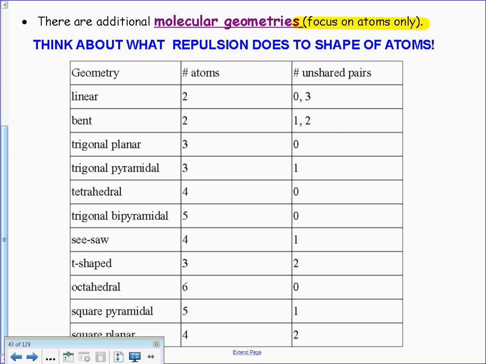So this one has a little guide on how many atoms are there, how many are unshared pairs. But really the only reason we're considering the unshared pairs is because they're pushing the bonded atoms to create that shape. So we're good with the molecular geometries. That's what your whole lab is on, okay? The molecular geometries consider the shape of the atoms. They look for the atomic arrangements.